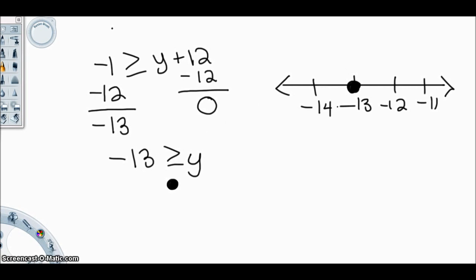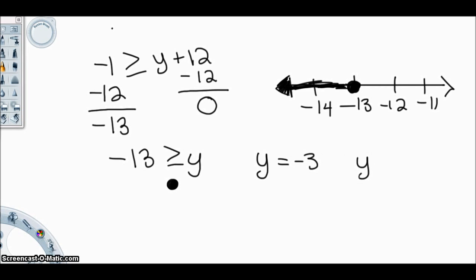So we need a number less than -13. Is -14 or -12 less than -13? -14 is. So we're going to make sure we shade in that side of the number line. And when we shade it in, we make sure we fill in the arrowhead to say that it's going in that direction forever. And we can check this as well.